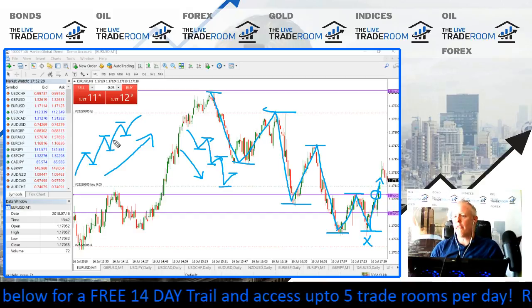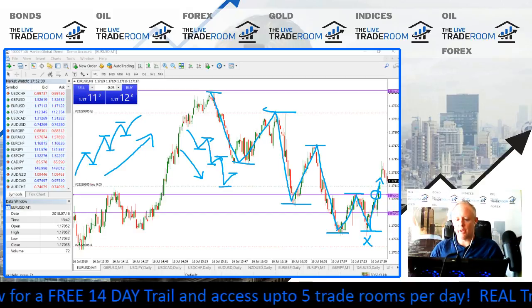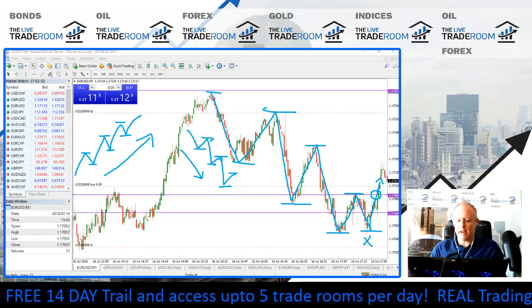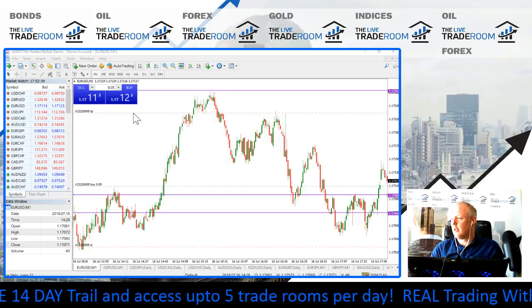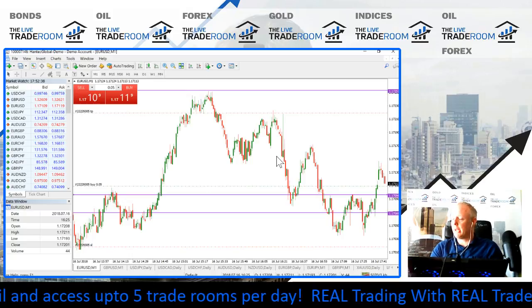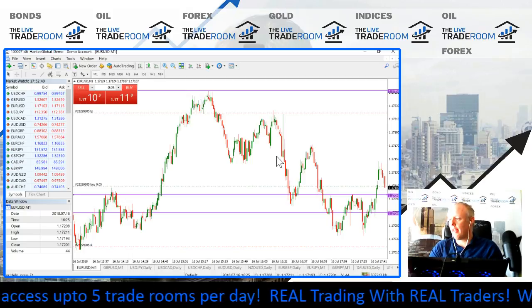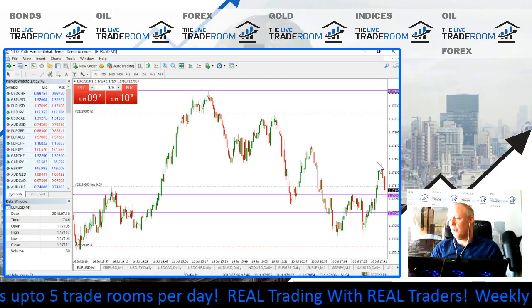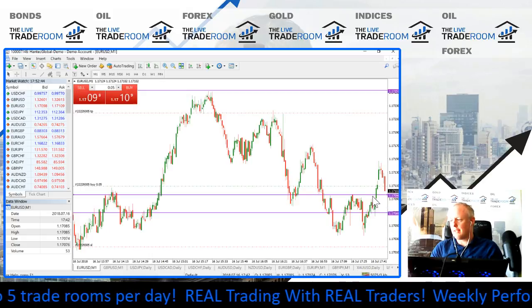So hopefully that's what you will pick up the longer you're with us, is identifying these opportunities and just trading price action, trading what price is doing, and become a bit of a master at that. So we're getting the pullback, which would be expected.